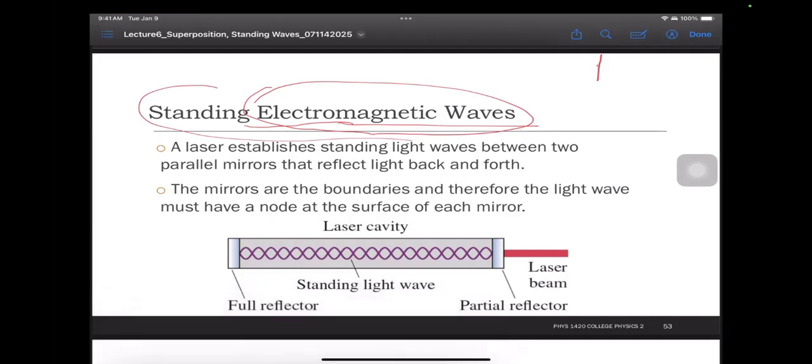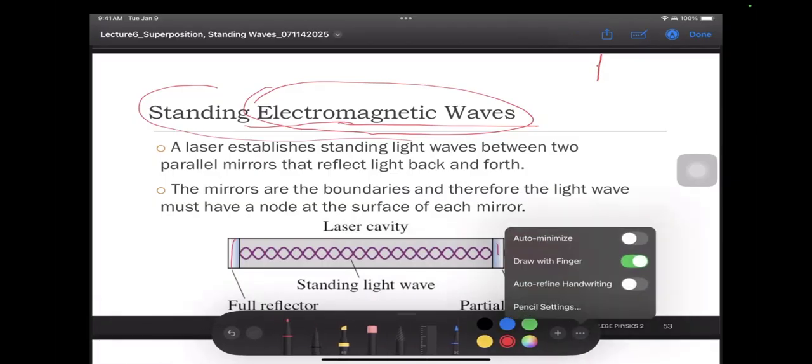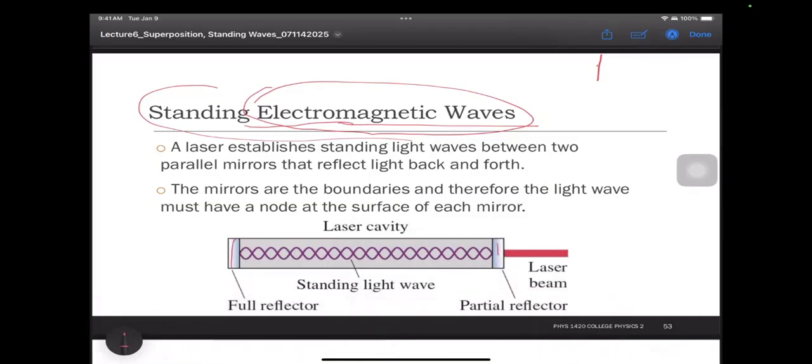A laser establishes standing light waves between two parallel mirrors that reflect light back and forth. You can see here are two mirrors. If this is a standing light wave, the mirrors are the boundaries, and therefore the light waves must have a node at the surface of each mirror. We talked about this. If this is a standing wave, here must be a node. Does it make sense to you?